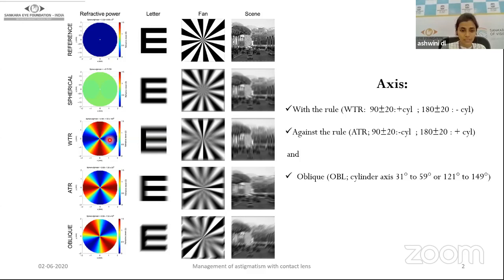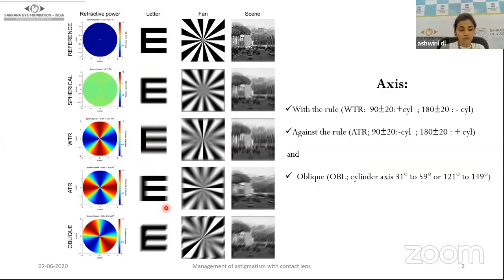Because of which, in this condition, the patient will perceive one meridian's image more clearly than the other meridian. In against-the-rule astigmatism, similar to with-the-rule astigmatism, the principal meridians are 90 degrees apart from each other, but the horizontal meridian will be steeper compared to the vertical. Again, in one particular meridian, the person will perceive the image more blurred compared to the other.